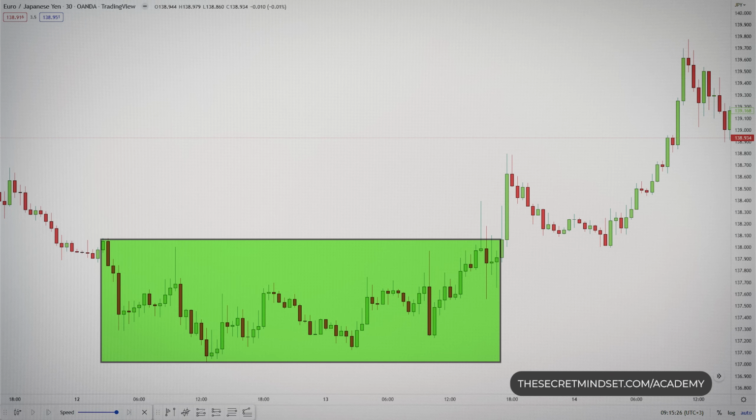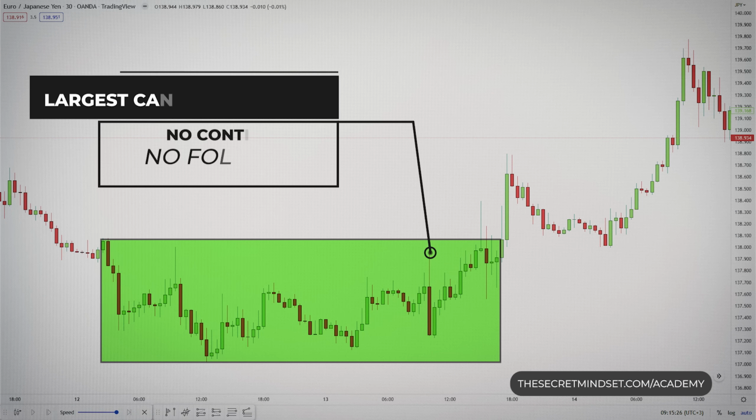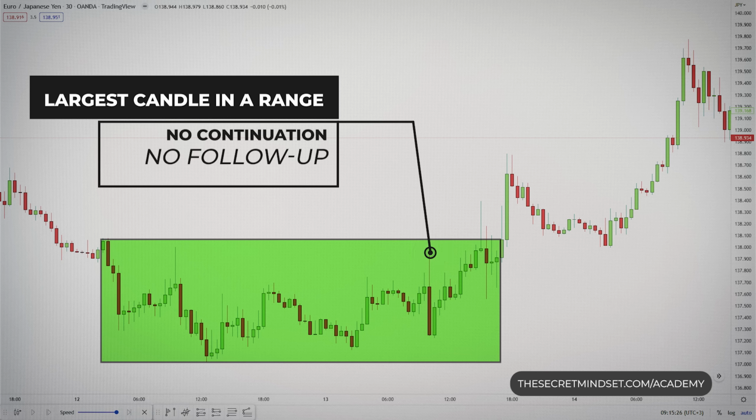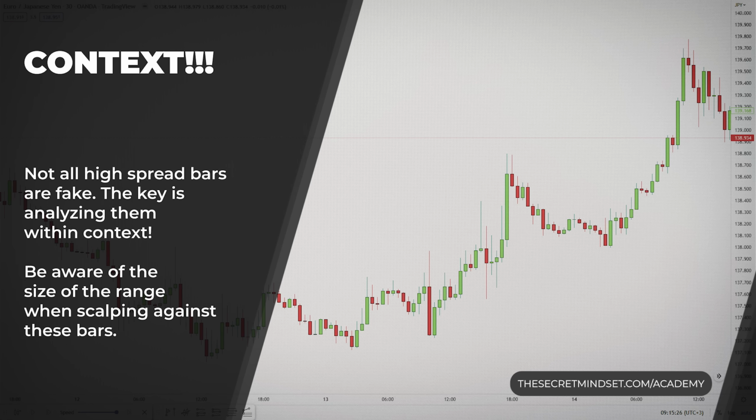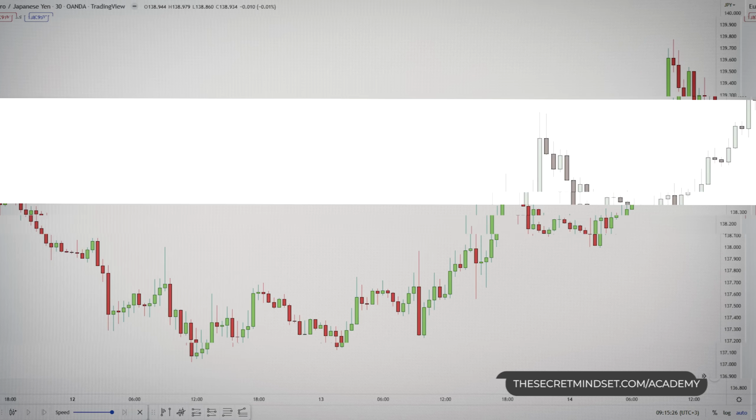Here are other failed large body candles inside of a range. They are huge in size, but they are not representing any strength. They have no follow-up and are being countered one after another. As a side note, not all high spread bars are fake. The key is analyzing them within context. So be aware of the size of the range when scalping against these bars.